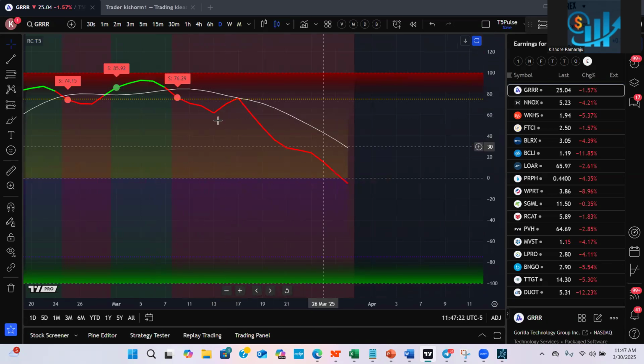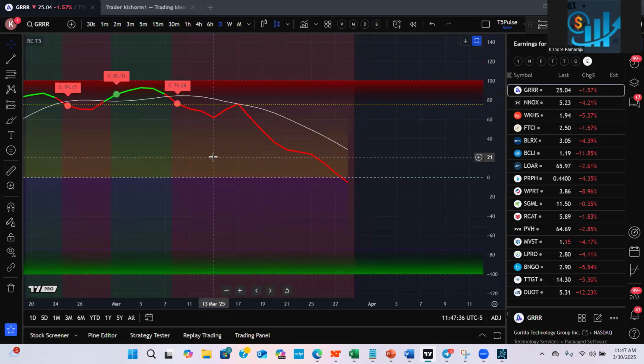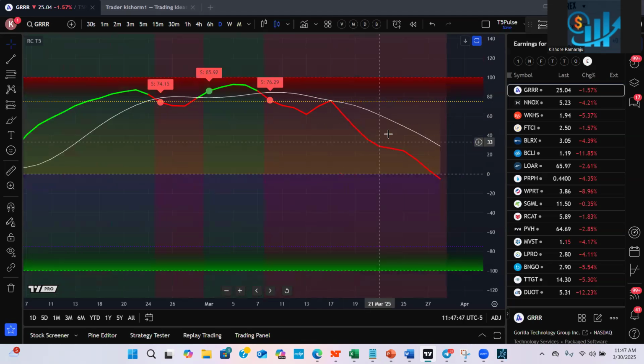What do you interpret by looking at T5? Do you think it is bullish or bearish, by looking at the chart? It is looking bearish. If you see a red dot and there is a nice gap between these two, that means the trend is bearish. So this indicator is telling that there is a high possibility for the stock to drop.